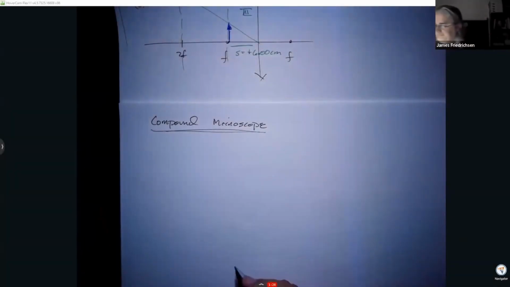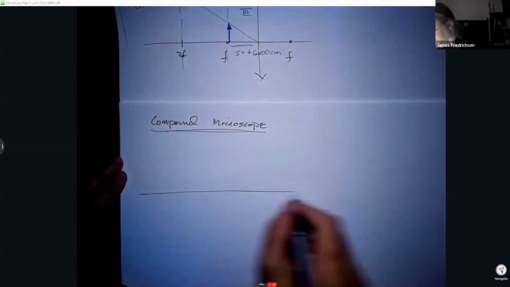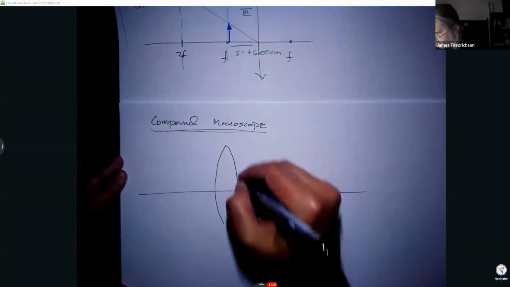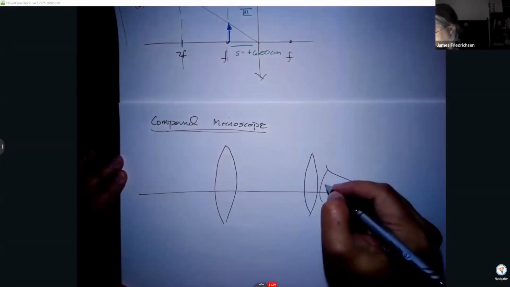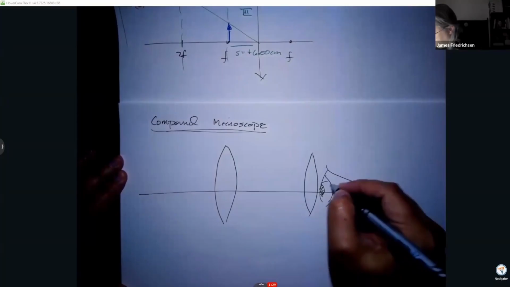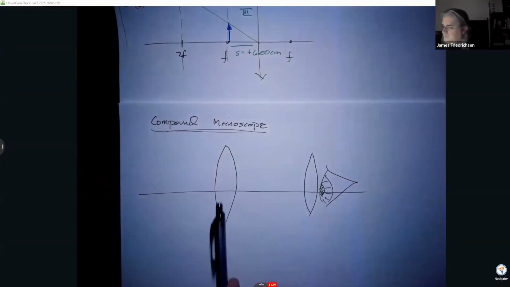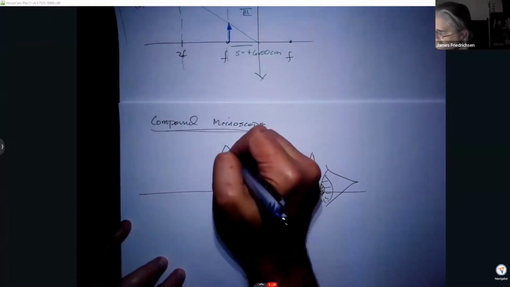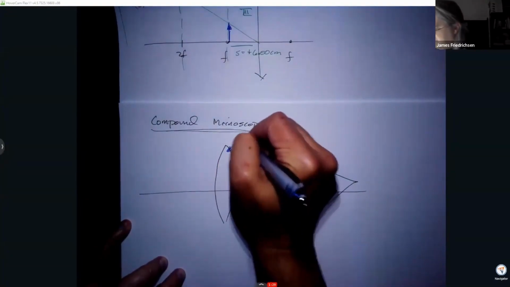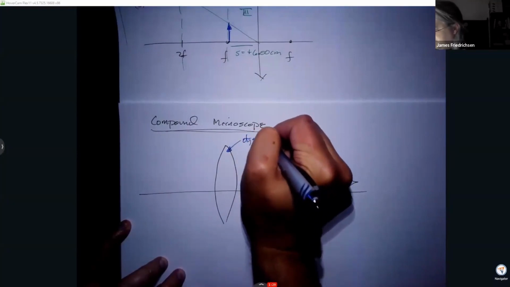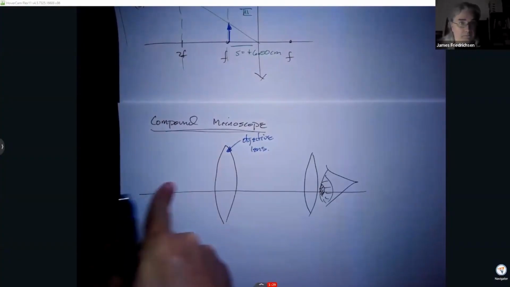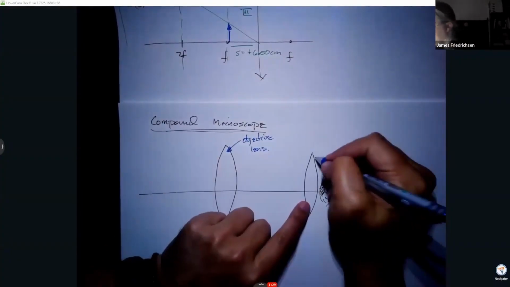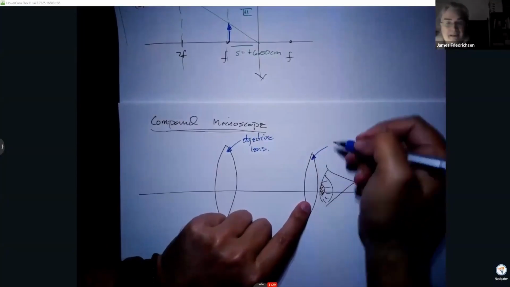What you get is we have two lenses. The first lens is called the objective lens, because it's close to the object. The object will be out here. And then this lens is called the eyepiece.